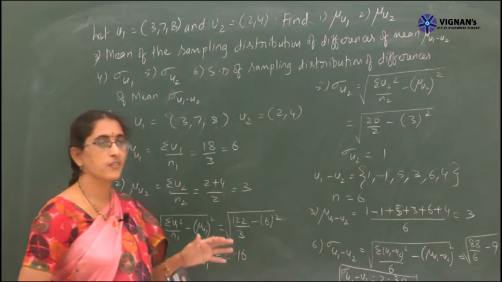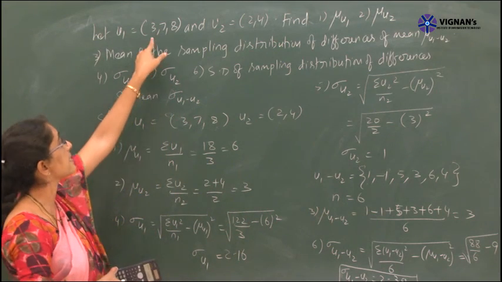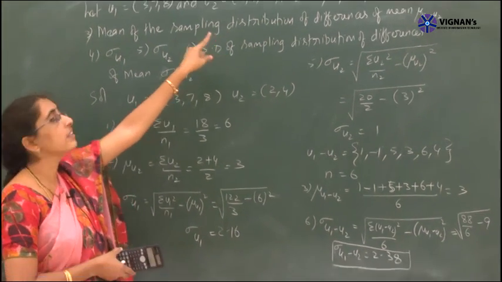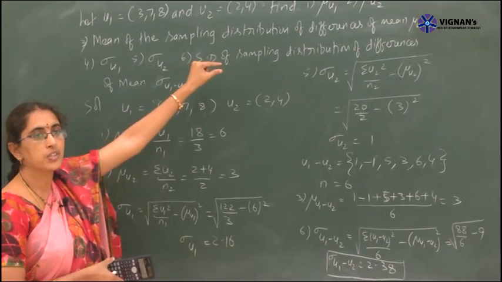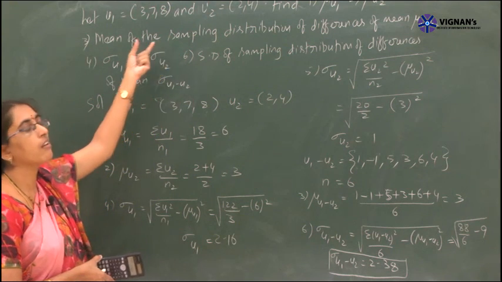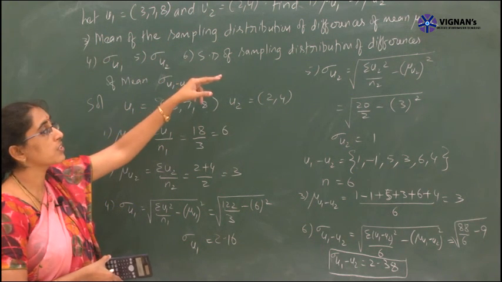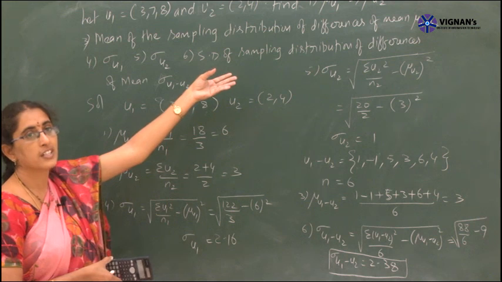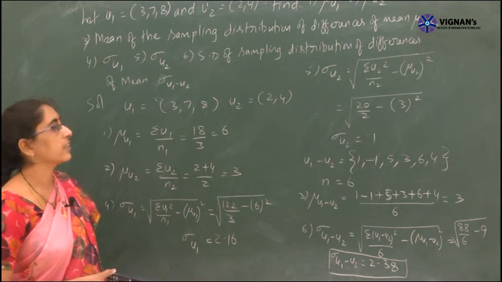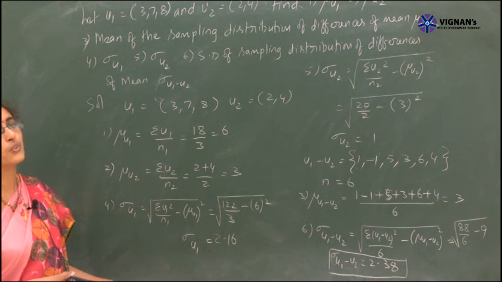Right? So in this way you can also consider two different samples of different sample sizes. Here the size is 3 and there the size is 2. They clearly mention the distribution, with replacement, without replacement, or the difference or the addition. That means you can also calculate the mean of the sampling distribution of the sum of means, that is mu U1 plus U2. So in this way you can calculate the mean of the sampling distribution of differences of two samples.